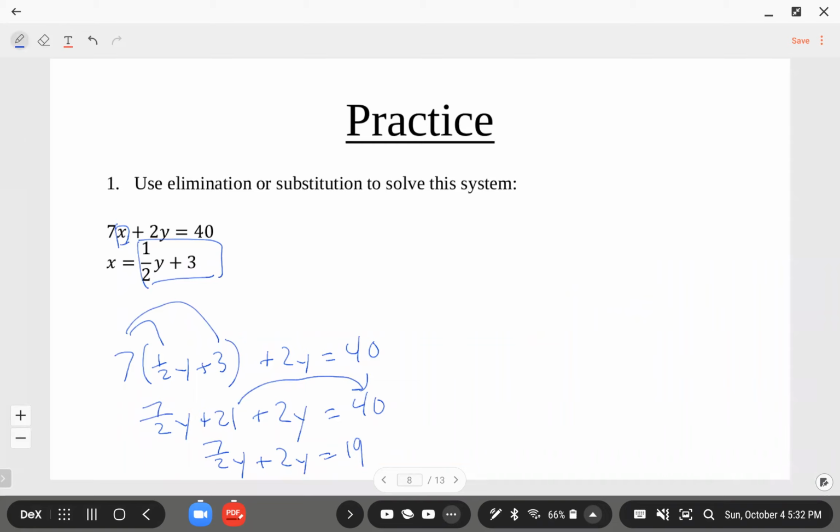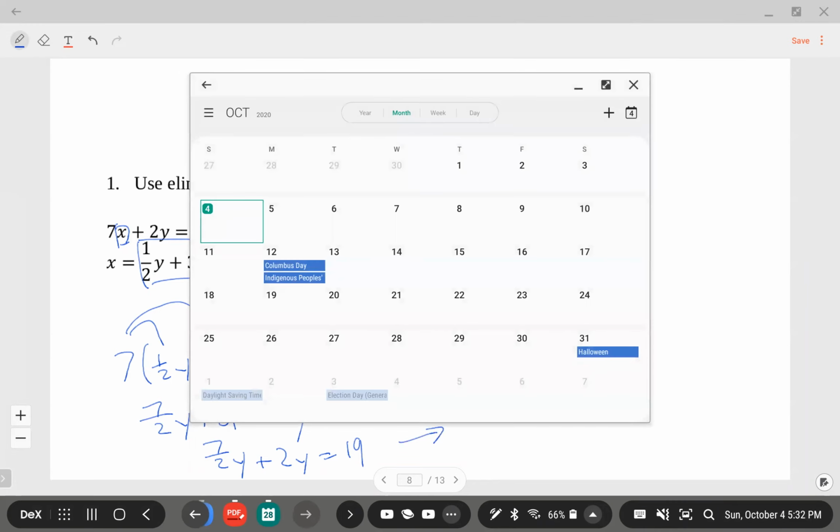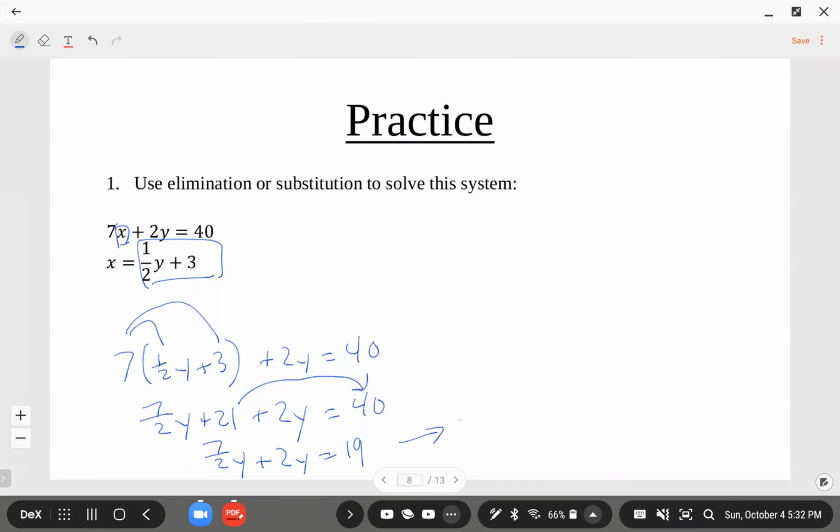And now, this equation. So 7 over 2y plus 4 over 2y. Common denominator, and then equals 19. So 11 over 2y equals 19. So that is our equation.